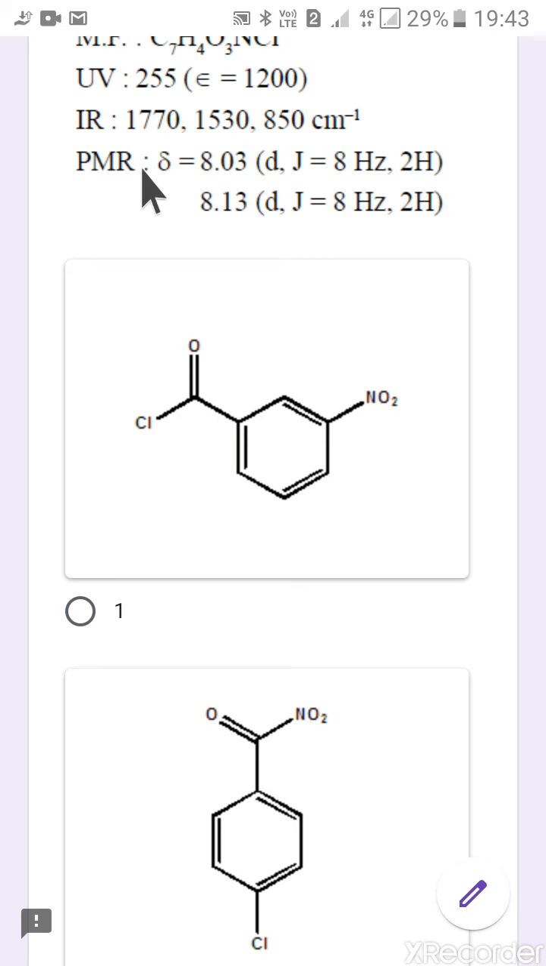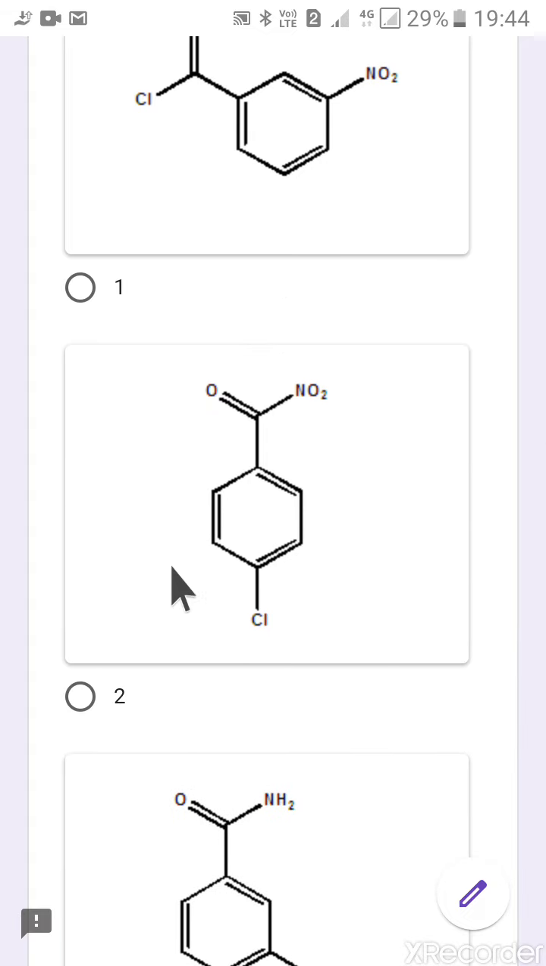The para-disubstituted benzene ring can also be confirmed by PMR, that is 2H and 2H, which means a symmetrically substituted benzene ring. If we go for the first option, it is not symmetrically substituted even though it has COCl and NO2. So this option is ruled out. The second option is a para-disubstituted benzene ring but doesn't have a COCl functional group, so it will not show the IR stretching frequency around 1770. So this is also ruled out.